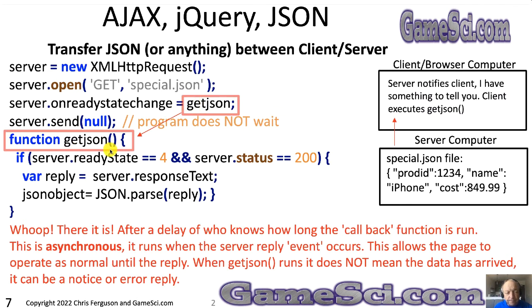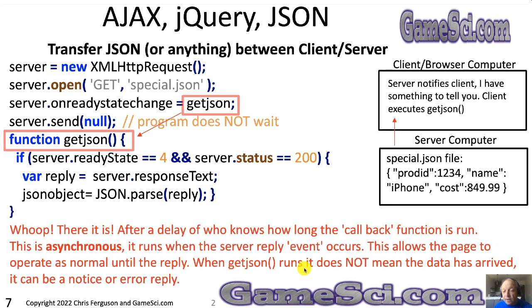Function getJSON. Whoop, there it is. After a delay of who knows how long, the callback function is run. That's what asynchronous means. It did not directly jump from this line to that line to run that code. The request was sent, and at some point in the future, a reply came from the server, and that's when this function gets invoked. This is asynchronous. It runs when the server reply event occurs. This allows the page to operate as normal until the reply is received.